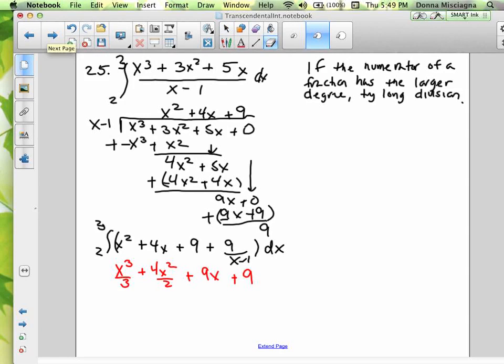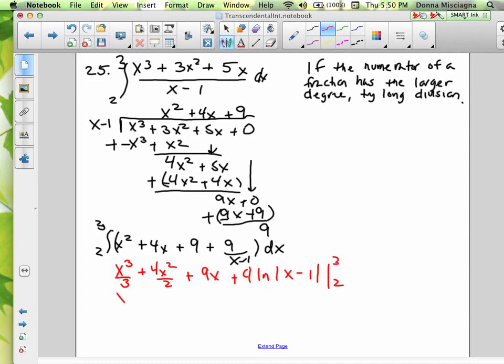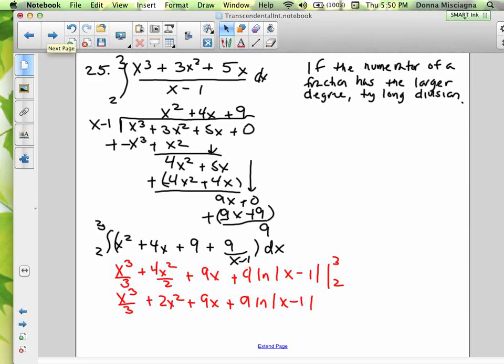That's what happens if you make them up and you don't check it first. x cubed divided by 3 plus 4x squared divided by 2 plus 9x plus 9 natural log of x minus 1. You can see why 1 was a problem. And then that's evaluated from 2 to 3. Let's reduce. So x cubed divided by 3 plus 2x squared plus 9x plus 9 natural log of x minus 1. And let's evaluate it up here where I have a little bit of space.